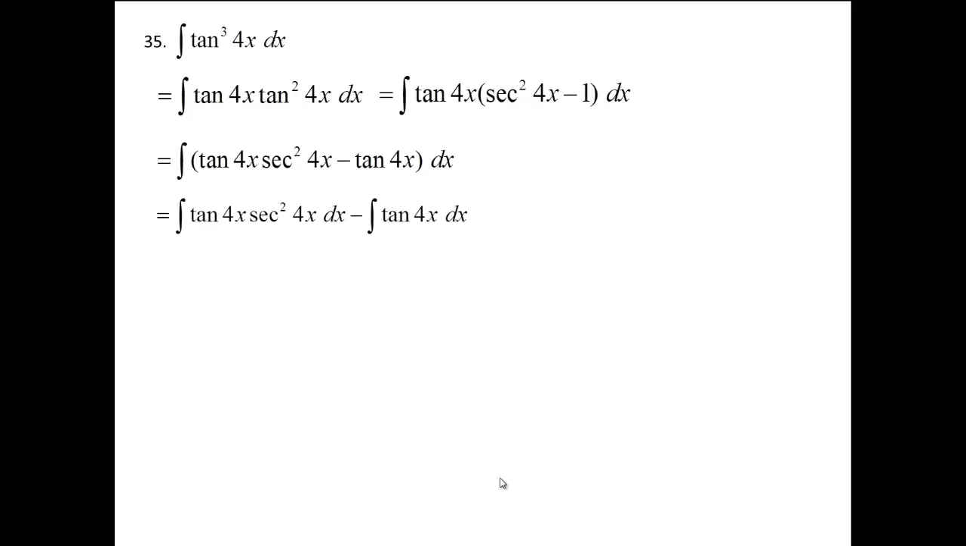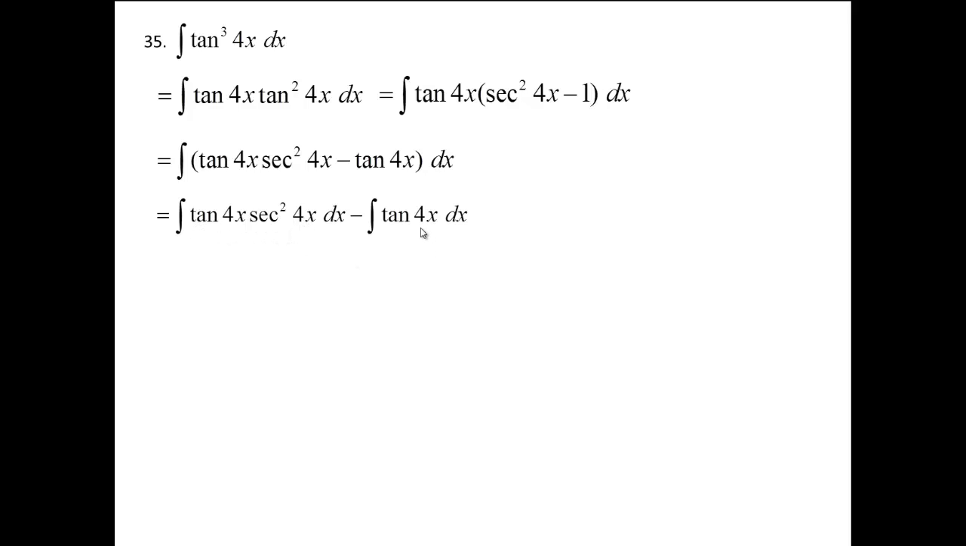Substituting the secant squared 4x minus 1 for the tangent squared 4x gives me this friendly looking problem. My next step will be to distribute the tangent 4x. Now that's what the integral turns into. Then I'll split it into two separate integrals, just to see what's going to happen. Looking ahead, the first integral is going to be handled by a u sub. If we let u equal tangent, we know the derivative of tangent is a secant squared, so a u sub will take care of the first integral.